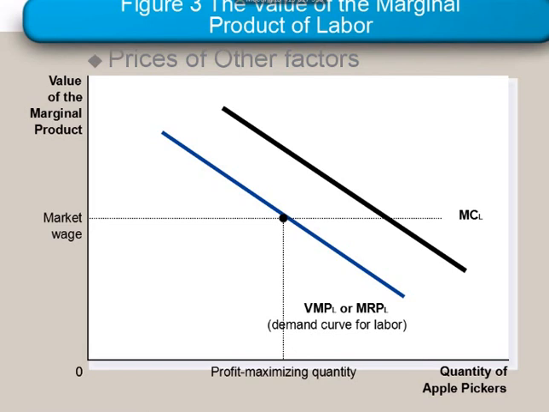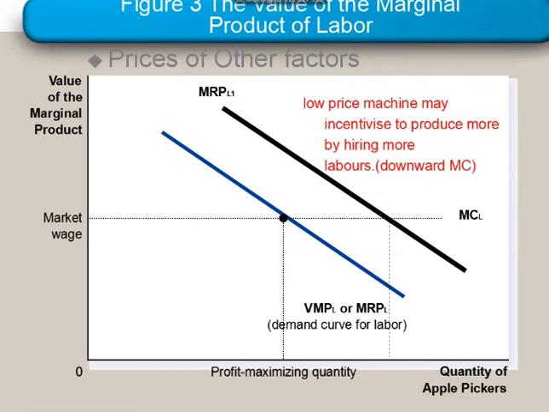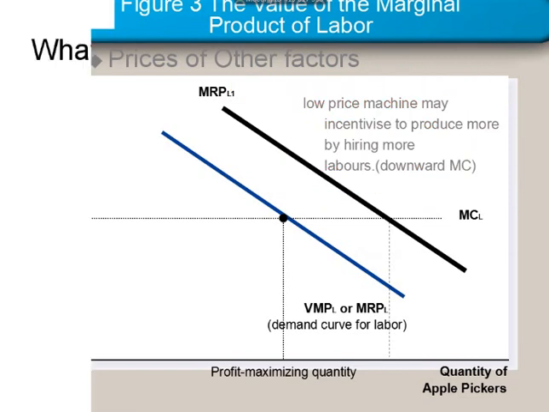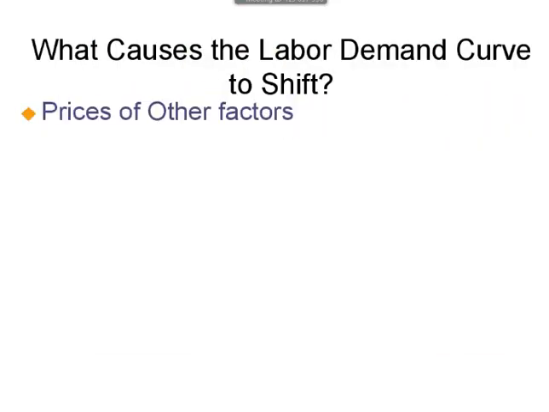So they will have a rightward shift in the labor demand curve. Now we discussed the substitution effect and also the output effect. Which one will be greater? That will actually affect the labor demand.